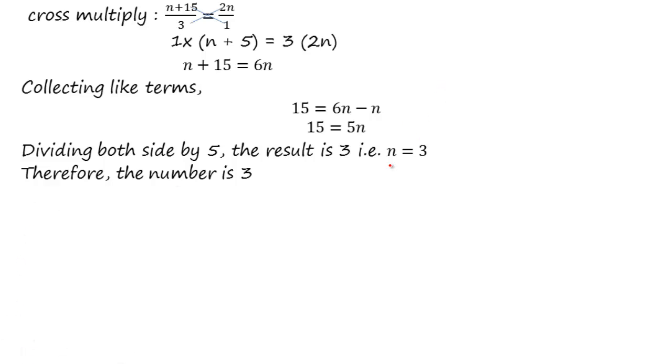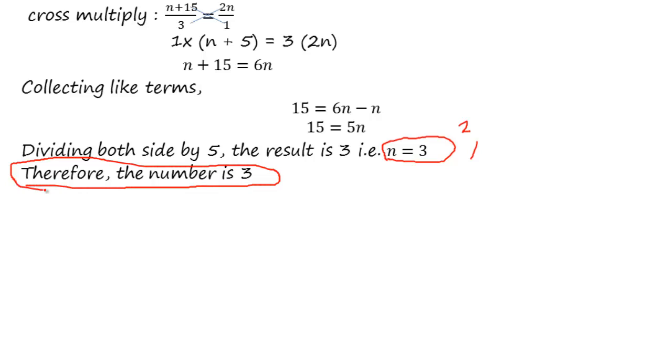Now, this final answer, you should not put it that n is 3. If you were to get 2 marks here, you are actually going to get 1 mark, because you must write the final answer in form of words, because this is a word problem that you were solving. So therefore, the number is 3. So let's move on. Example 2.